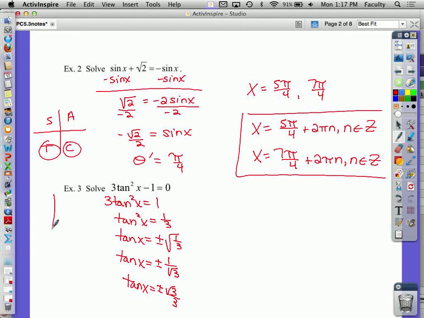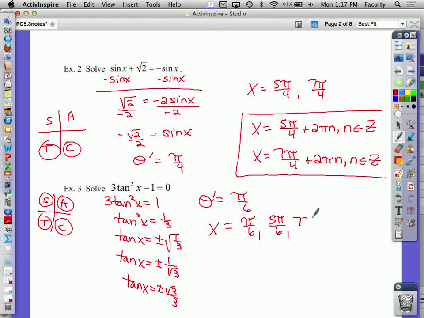So, all students take calculus. Tangents positive and negative. Do you understand that's all 4 quadrants? And then what's my reference angle? Pi over 6. Good job. So now I need all 4 pi over 6 angles. It's pi over 6, 5 pi over 6, 7 pi over 6, and 11 pi over 6.